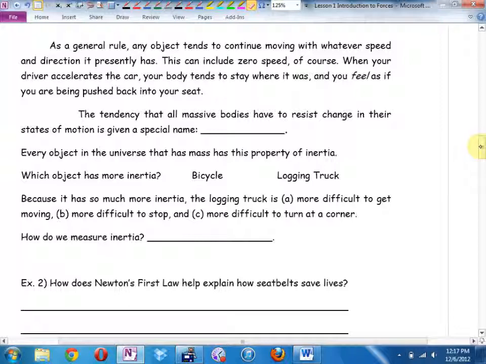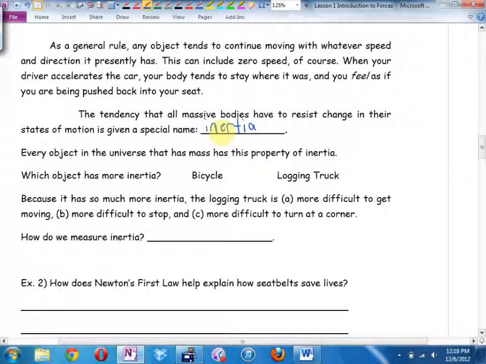The more massive you are, the more mass an object has, the more it will resist a force. The more it will resist change. The more it will resist an acceleration. And we give this ability to resist change in its state of motion a name. We call it inertia.